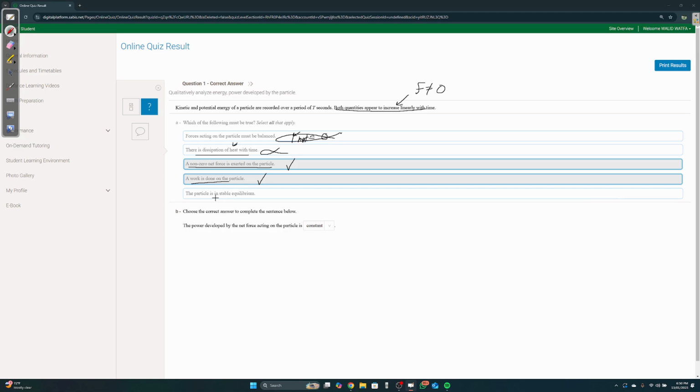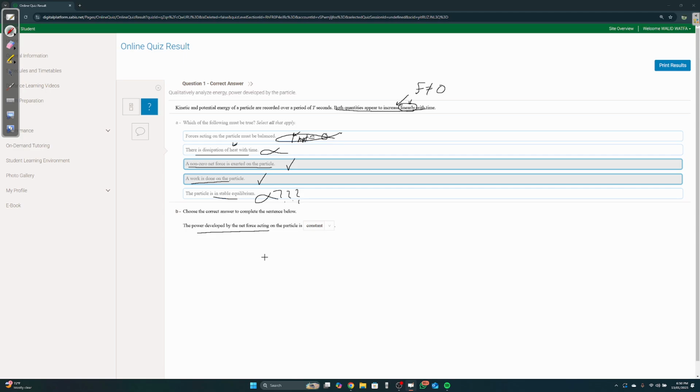The particle is in stable equilibrium. It's not necessarily. You don't know. You never know. Okay. The power developed by the net force acting on the particle is constant. You're going to say, how is it constant? Here they said the energies are increasing linearly.